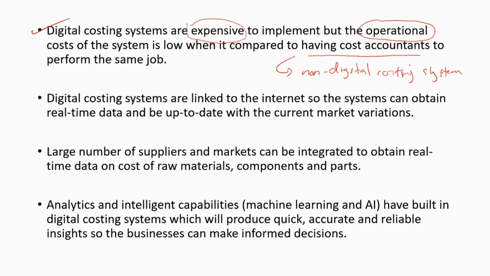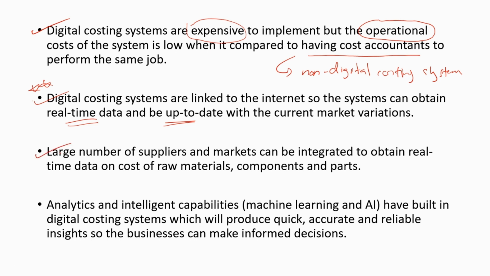The traditional costing systems are known as non-digital costing systems, whereas the modern costing systems are known as digital costing systems. Digital costing systems are linked to the internet, so the systems can obtain real-time data and be up to date with the current market variations. This is really important. This is a benefit to the company, because all the data and information regarding the costs will be updated in real time, reflecting the current market variations. Because of that, businesses can make accurate decisions.